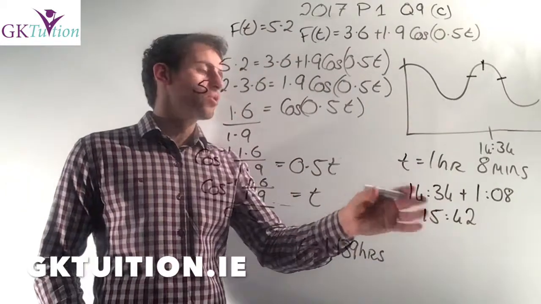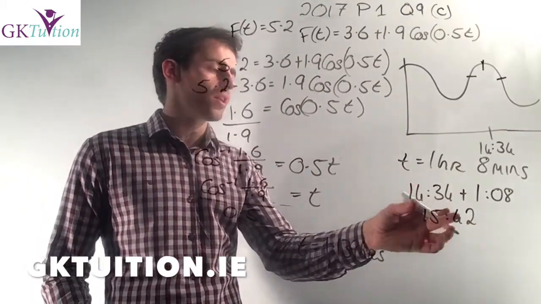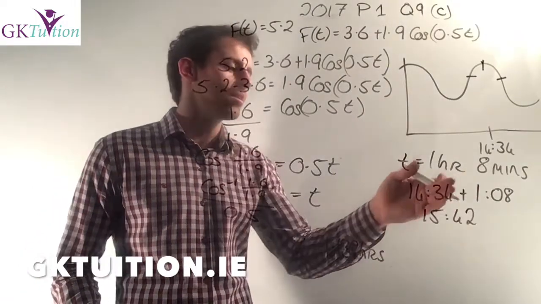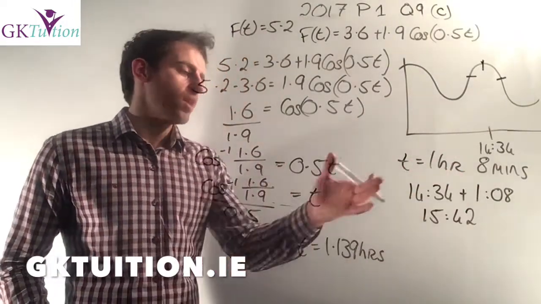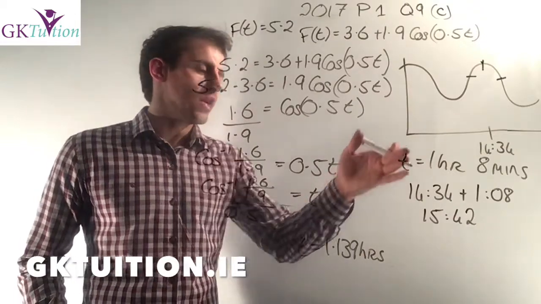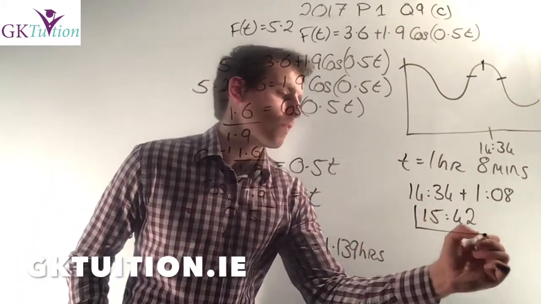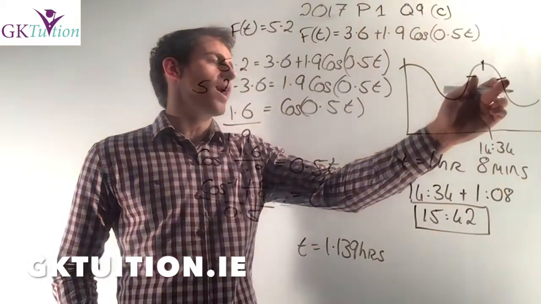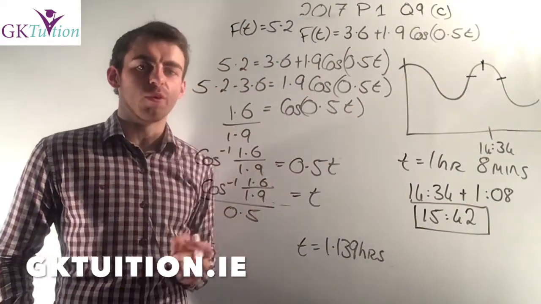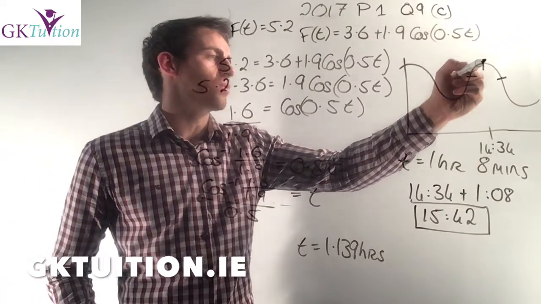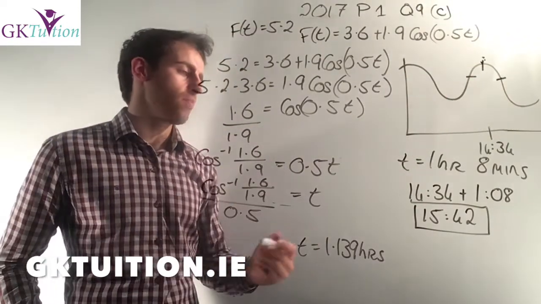Okay, so now just be careful. Notice I'm putting 2 dots there to symbolize I'm using the 24-hour clock. That's not 1.08, that's 1 hour and 8 minutes. It's not 15.42, it's 15 hours and 42 minutes. So the first answer, or in other words, this one, at 15:42, the depth of water in the harbour is 5.2 meters.